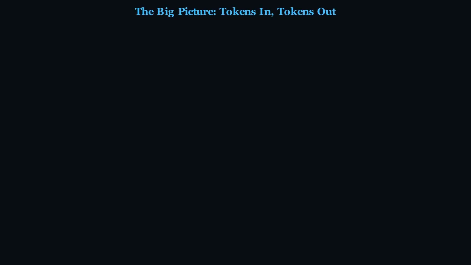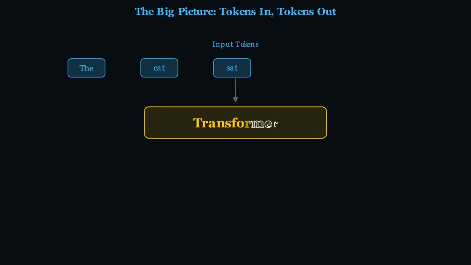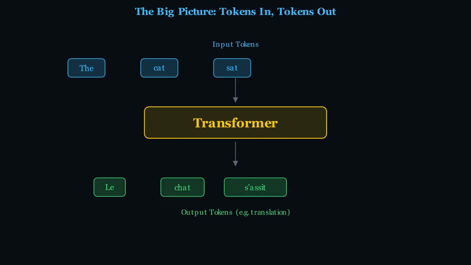At the highest level, a transformer takes a sequence of tokens and produces another sequence. We start with input tokens, words broken into pieces. Those tokens pass through the transformer, a stack of attention and feed forward layers. The output is a new token sequence: a translation, a summary, or a generated continuation.